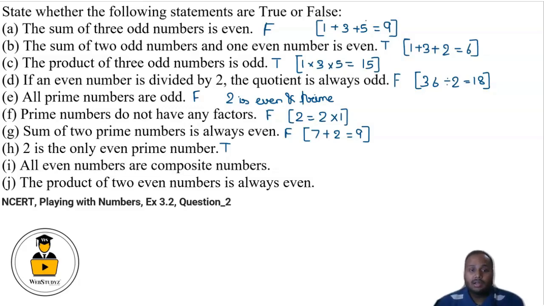In the I part, it is asked all even numbers are composite numbers. False. As 2 is even, but it is not composite. It is prime. 2 is prime.